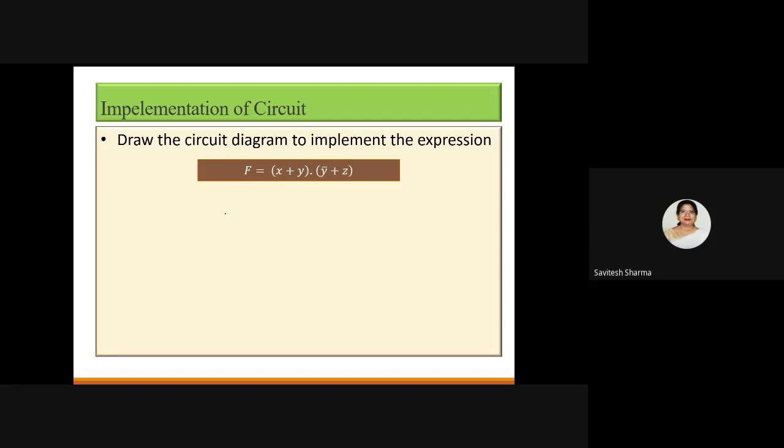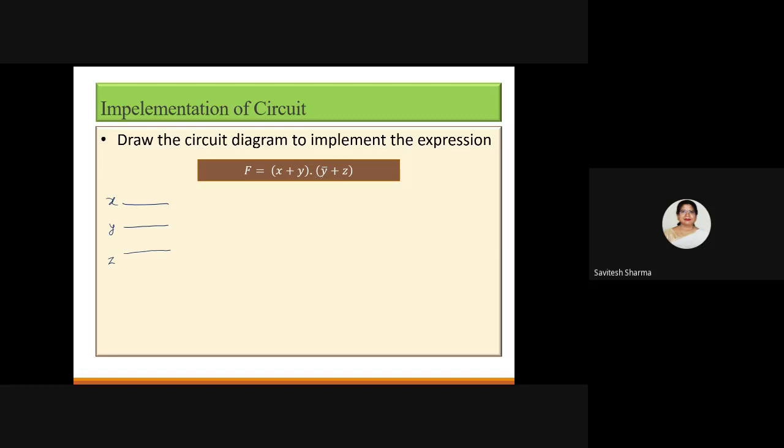For every question, if they ask you to convert a Boolean expression into a circuit diagram, what will you do? You will first count how many variables are there. Here you see that 3 variables are there. So you will take 3 lines, and you will show the variables. These are the true, original signals that are coming from the input ports.